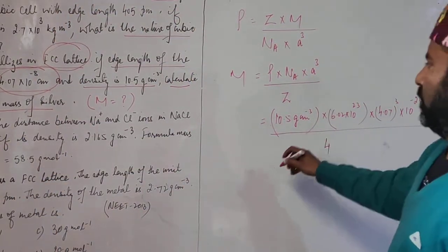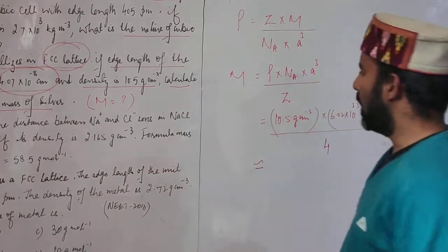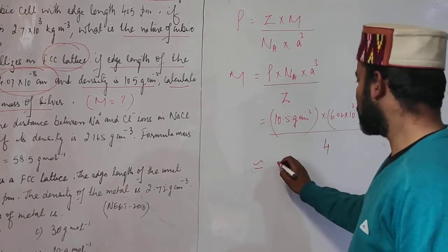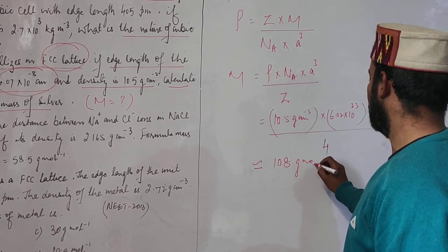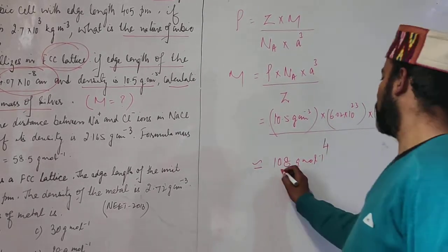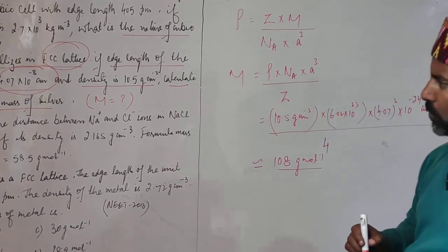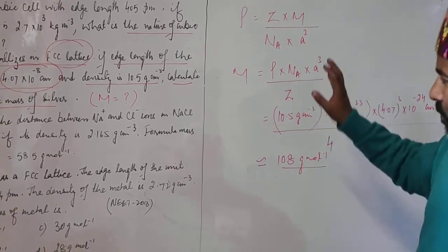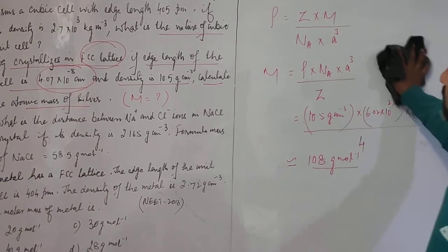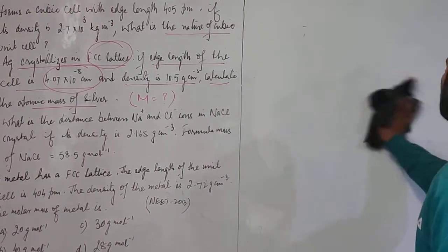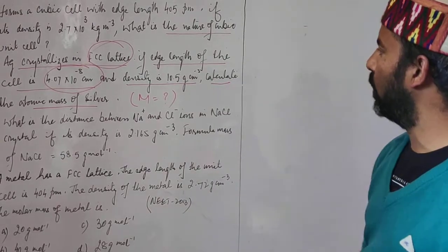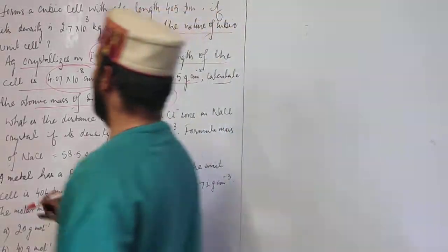So students, we calculate M and approximately it comes out to be 108 gram per mole. So the answer is 108 gram. So students, I'm just giving these practices just to make this formula clear, means how to use this formula, that is the density related formula. Now student, this question is very important.